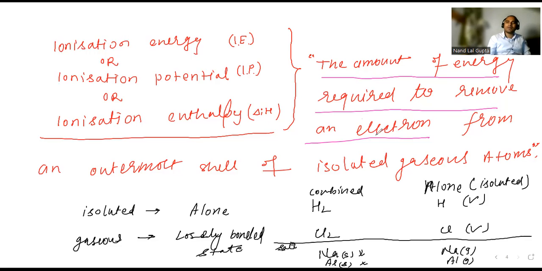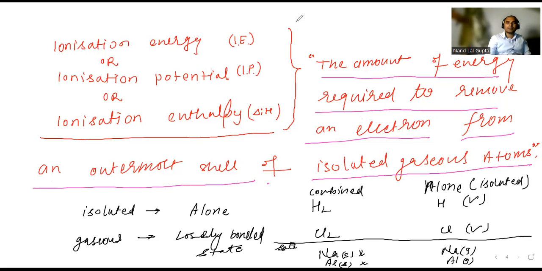The amount of energy required to remove an electron from the outermost shell of an isolated gaseous atom is called ionization energy. Are you able to understand? So the terms you need to keep in mind: the first one is isolated gaseous atom, and the second one is outermost shell.